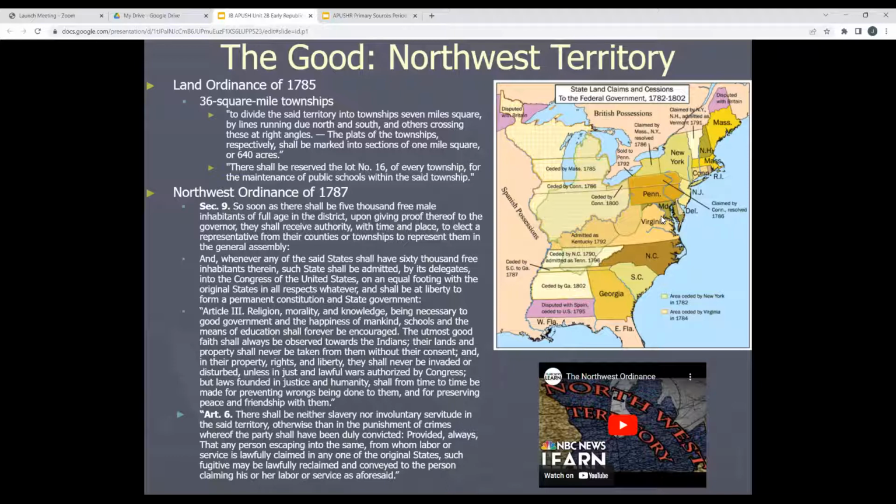Could the Northwest Ordinance have potentially exacerbated the sectional division between those that are against slavery and those that are for slavery? Something to consider as we move along the course. Think about it. Think about it.